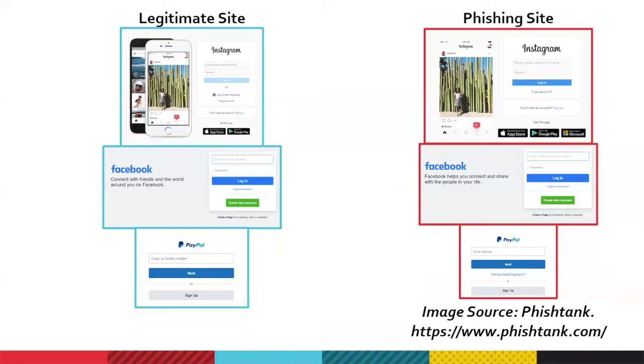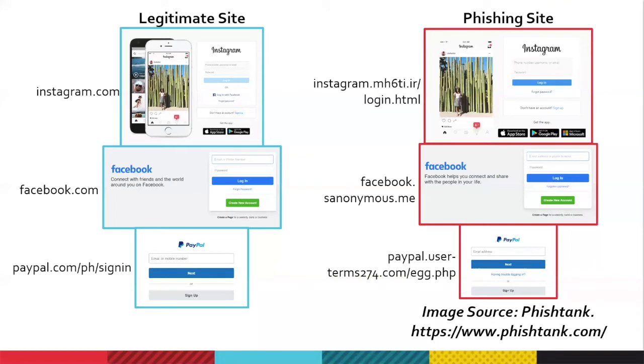So how would you actually know if you stumble upon a phishing site or a legitimate site? Well, you need to always inspect the URL. And the URL here is, you can see from the legitimate site, it's more simple. Instagram.com, Facebook.com, PayPal.com/pay/sign in. But for phishing sites, they're a little bit longer. It's like they're trying their best to replicate normal URLs.